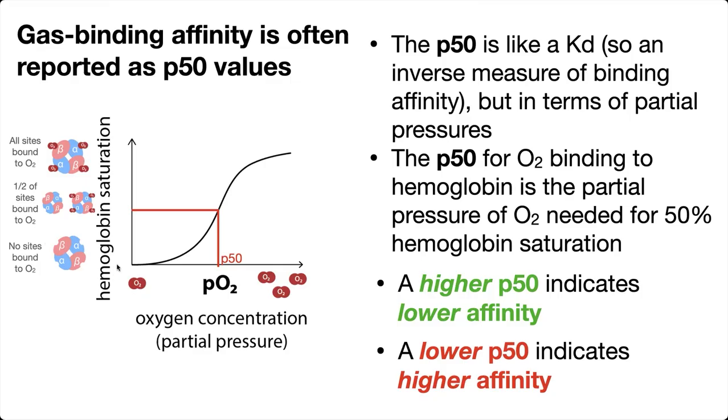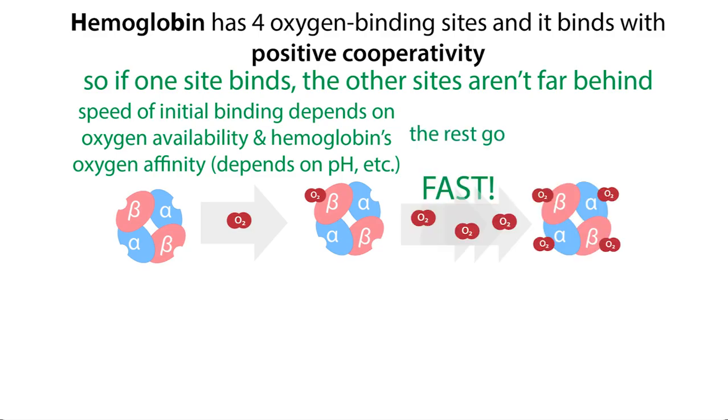So if none of the copies of hemoglobin have oxygen bound, we'd be down here. And then if all of the hemoglobin copies are bound to oxygen, we'd be all the way up here. And then at some point, you're going to have half of the binding sites bound. So you're going to have 50% saturation. This doesn't mean that all of the hemoglobin copies have two oxygen bound. Instead, because of that positive cooperativity, when one oxygen molecule binds, the rest bind.